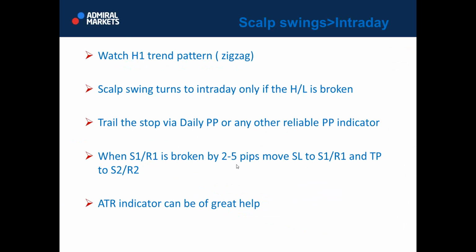When S1 or R1 is broken by 2 or 5 pips, move your stop loss to S1 or R1 and the target price to S2 or R2. Many more. This is an introduction, guys. Many more examples will be shown on the premium webinar for the daily pivot point and hourly pivot point indicator. Of course, the ATR indicator can be of great help.